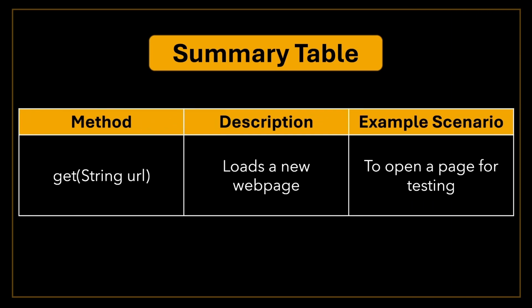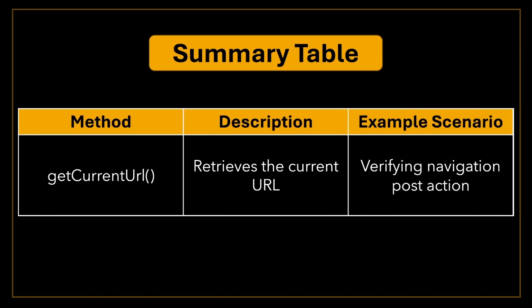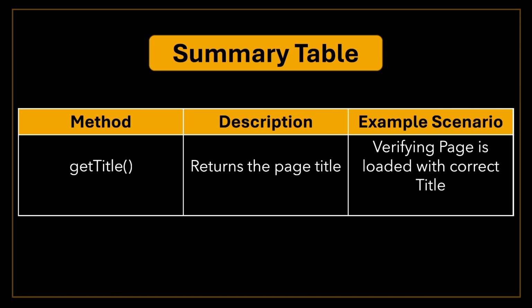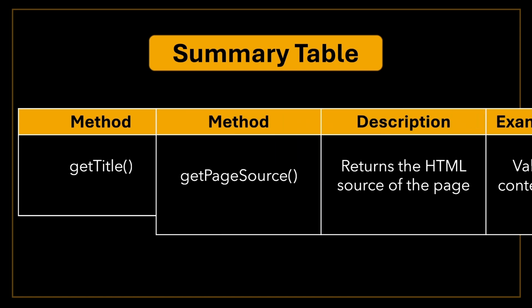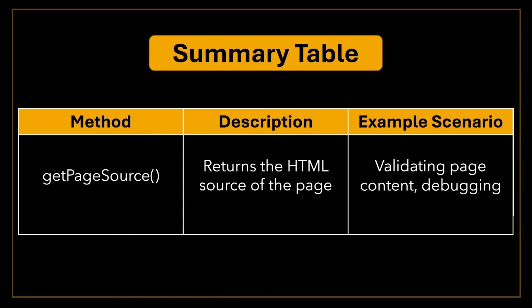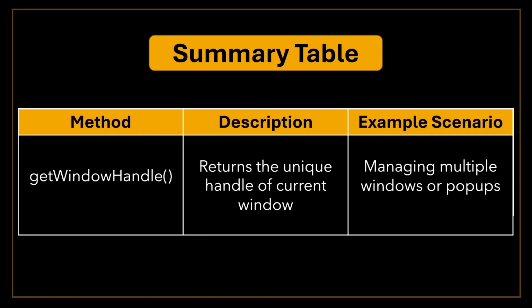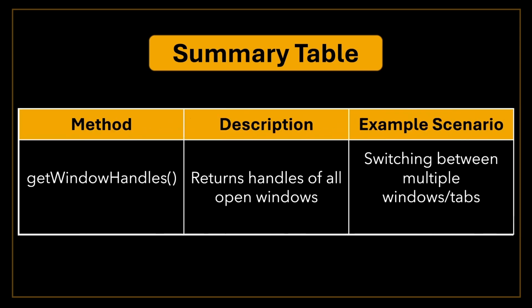To sum up, get method loads a new web page and is used to open a page for testing. getCurrentUrl method retrieves the current URL and is used in scenarios such as validating navigation after performing an action. getTitle method returns the page title, which helps in test assertions to ensure the title matches the expected value. getPageSource method returns the HTML source of the page and is useful for validating content and debugging. getWindowHandle returns the unique handle of the current window and helps in managing multiple windows or pop-ups. getWindowHandles method returns a set of all open window handles, allowing you to switch between multiple windows or tabs.